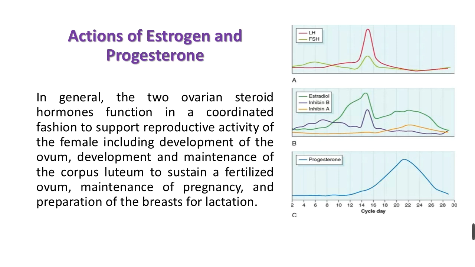What is the action of estrogen and progesterone? In general, the two ovarian steroid hormones function in a coordinated fashion to support reproductive activity of the female, including development of the ova, development and maintenance of the corpus luteum to sustain a fertilized ovum, maintenance of a pregnancy, and the preparation of the breast for lactation.